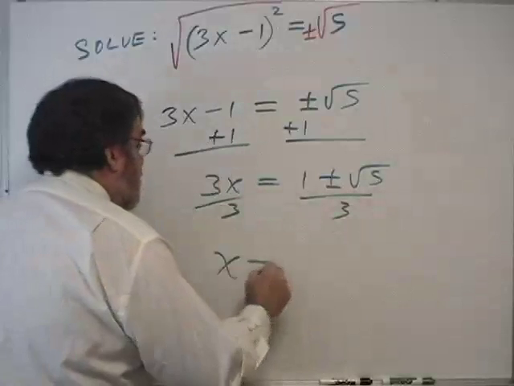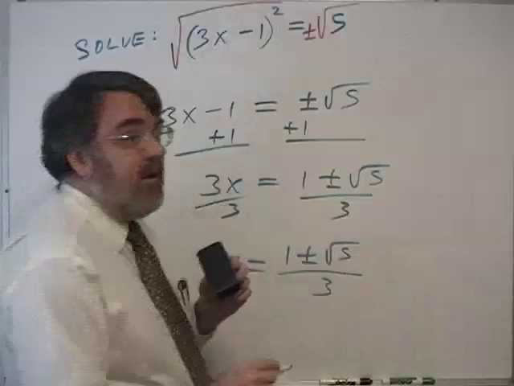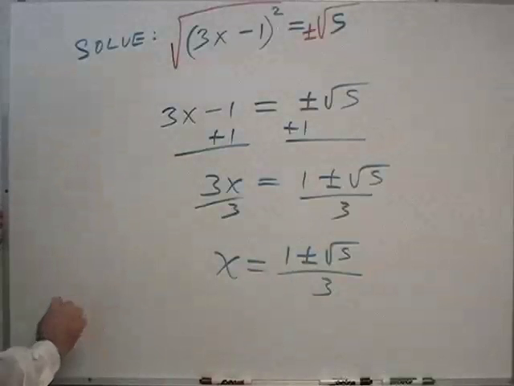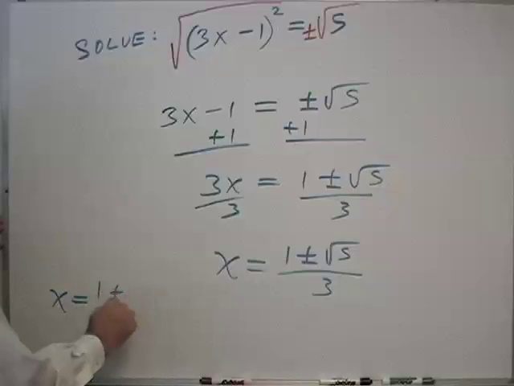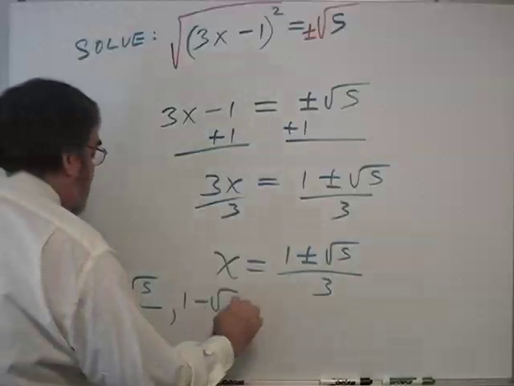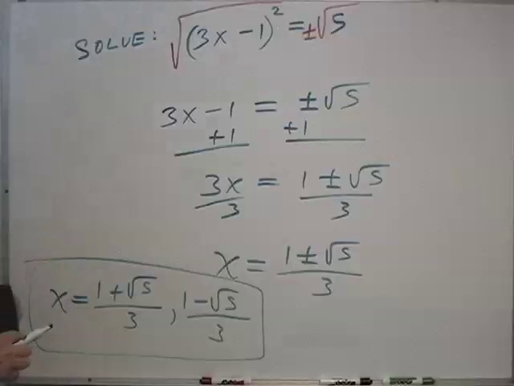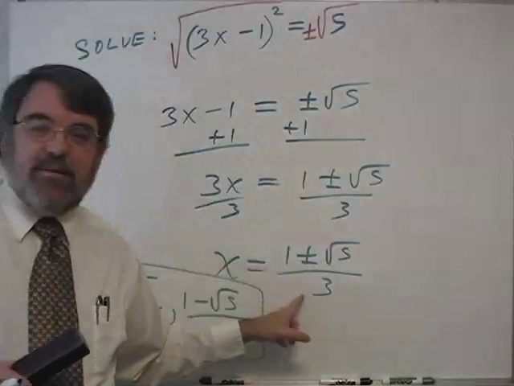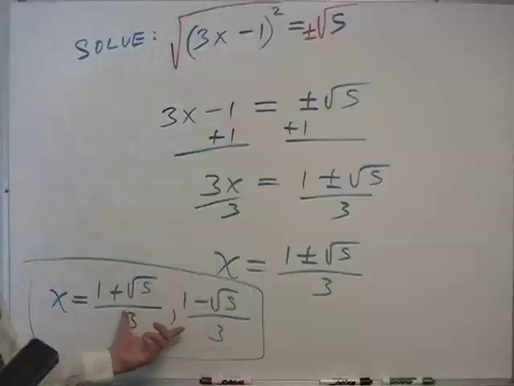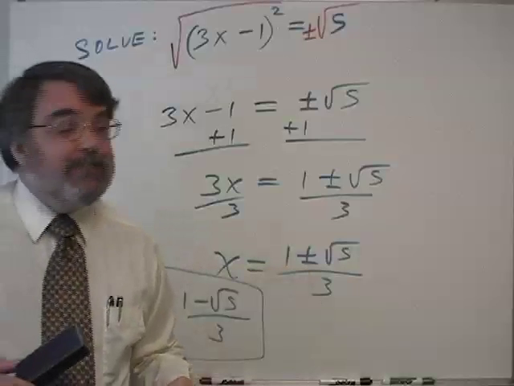And so x equals 1 plus or minus the square root of 5, divided by 3. Now that means that the two answers actually are x equals 1 plus the square root of 5 all over 3, and 1 minus the square root of 5 over 3. So there are the two answers. It's okay to me if you leave it in this form, but I do want you to recognize that there are two separate answers represented by this form here.